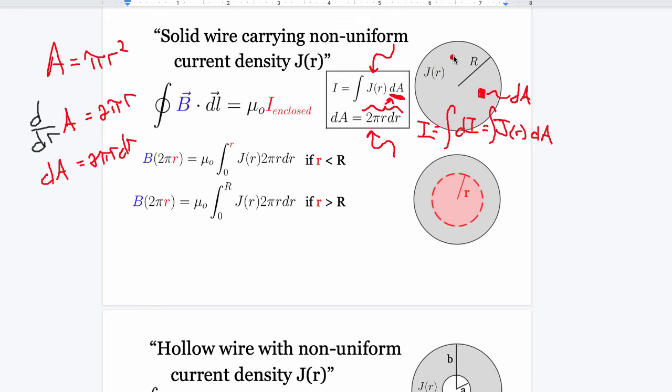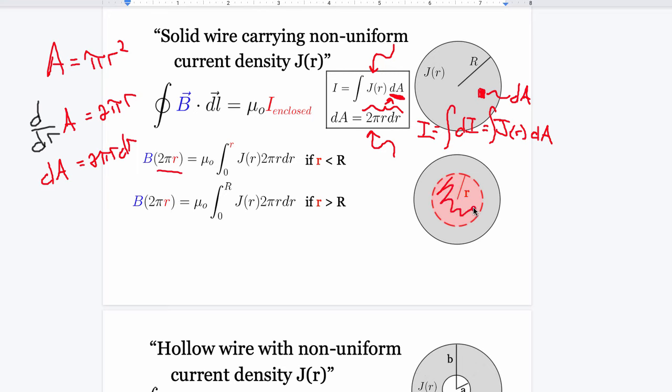So see how this works. Let's say I gave you J as a function of r, and I wanted you to find the magnetic field inside here. So I draw a little Amperian loop, r less than big R. I'm going to say B times 2 pi r, bringing the B out as always. I say it's uniform due to symmetry. I get B times 2 pi r because that's the length of my Amperian loop. I get mu naught I enclosed.